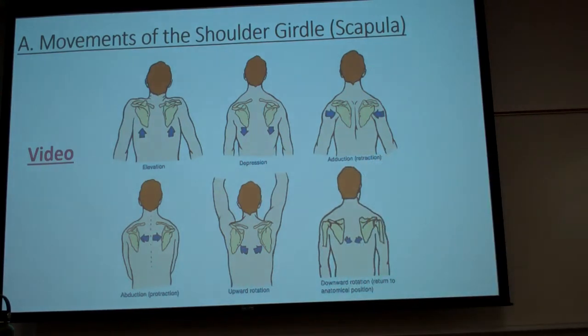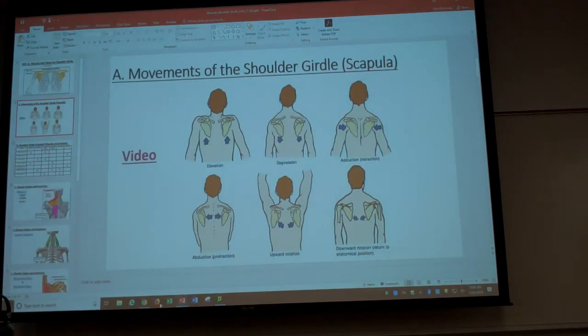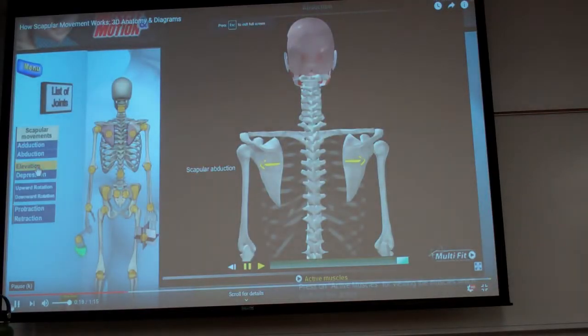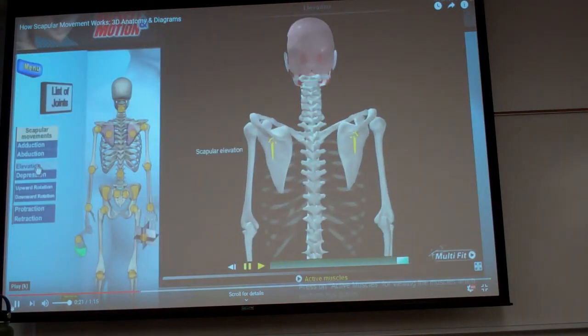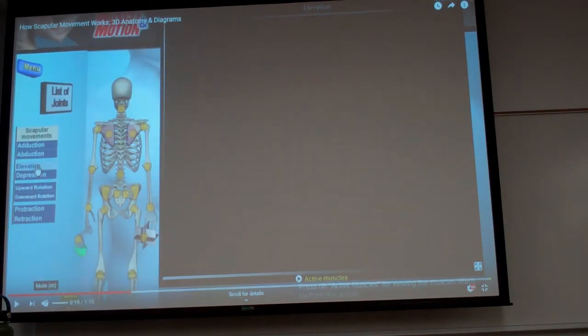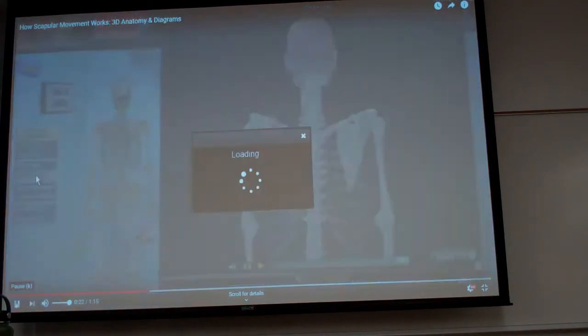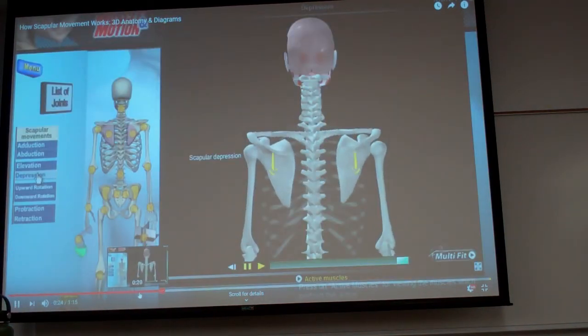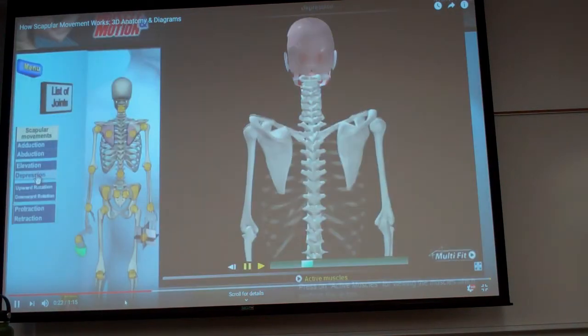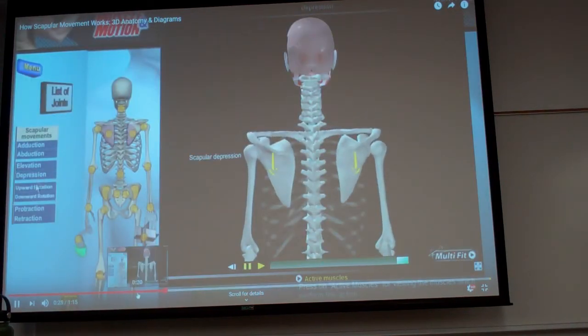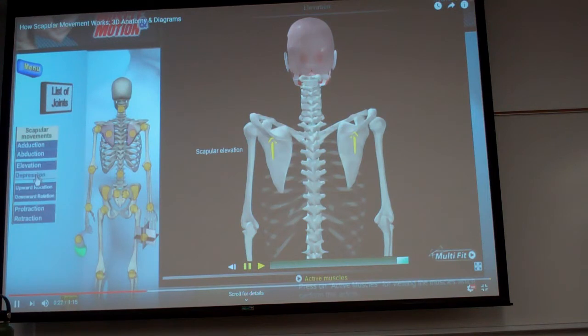And this video here might make a little bit more sense. Alright, so that's elevation there. So notice how the shoulder blades start down and they come up. That's going to be elevation. Coming back down, that's depression. Scapular depression coming down.